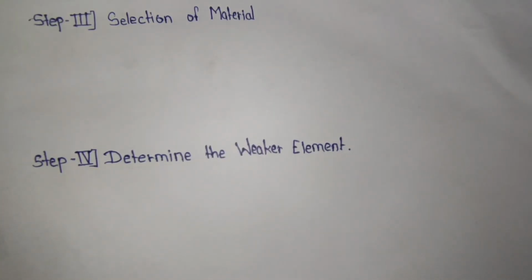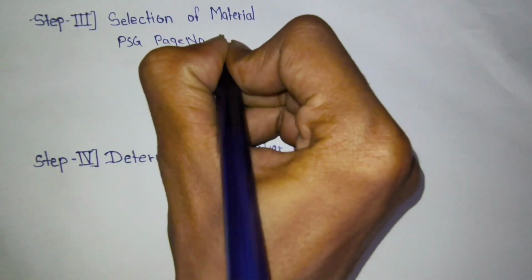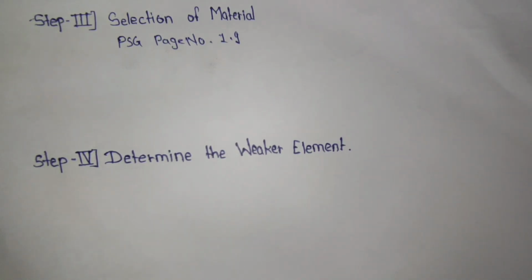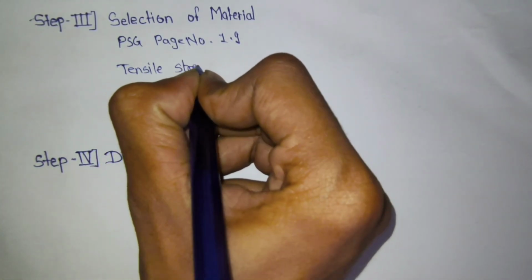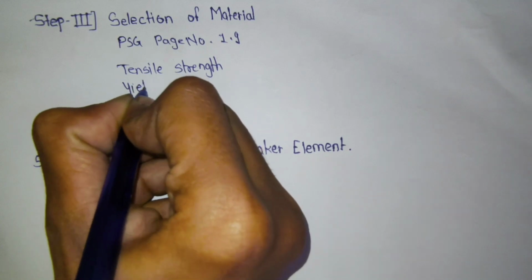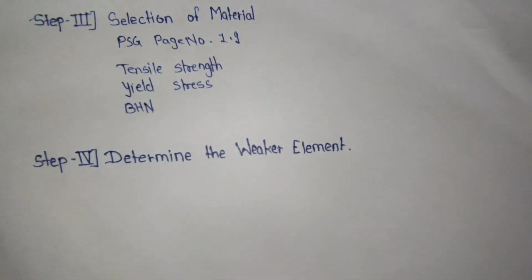Now move on to the third step. We have to select the material for the gear component and pinion component. You can select both from the PSG data book, page number 1.9, where many types of steel materials are given. You can select from there, and we have to take their values, such as tensile strength, yield stress, and BHN, also known as Brinell hardness, for both pinion and gear.